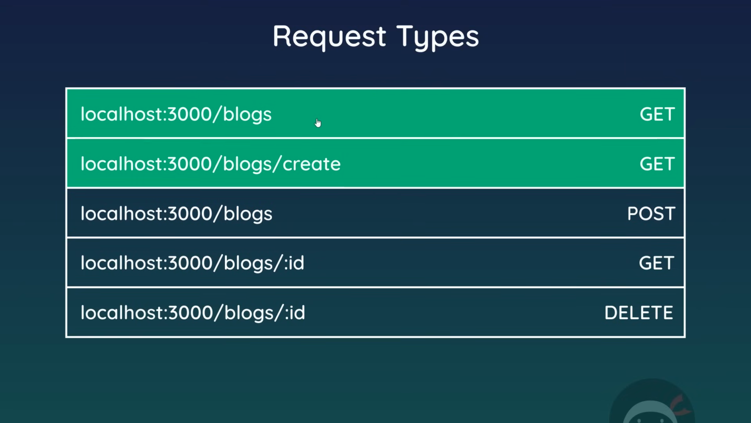Now we've already handled these two at the top, /blogs, to get the index view with all of the blogs embedded in it. We've handled this request, /blogs/create, which gets us the web page with the web form on to add a new blog. So we need to do these three now. A POST request to add new data, a GET request to get a single blog, and a delete request to delete a single blog. Let's look at the POST request first of all.